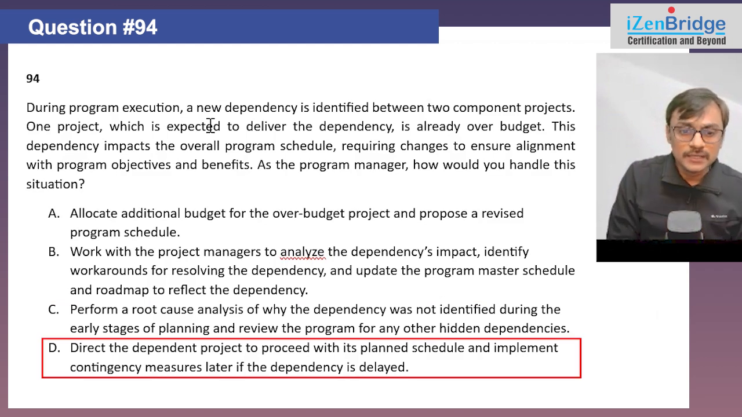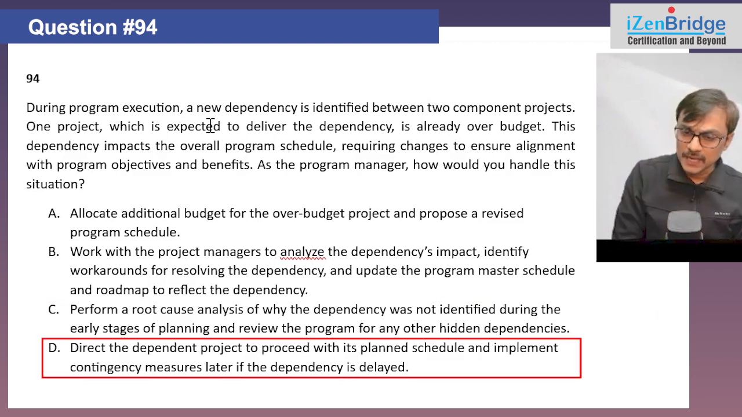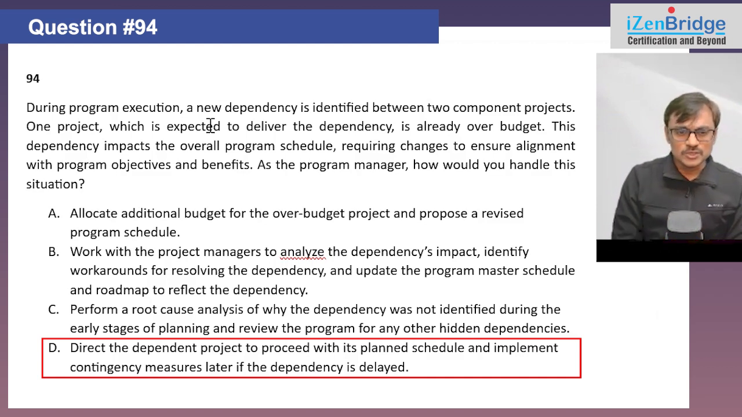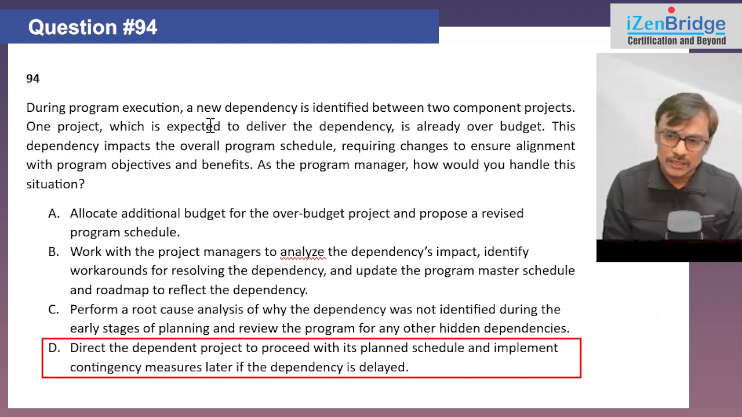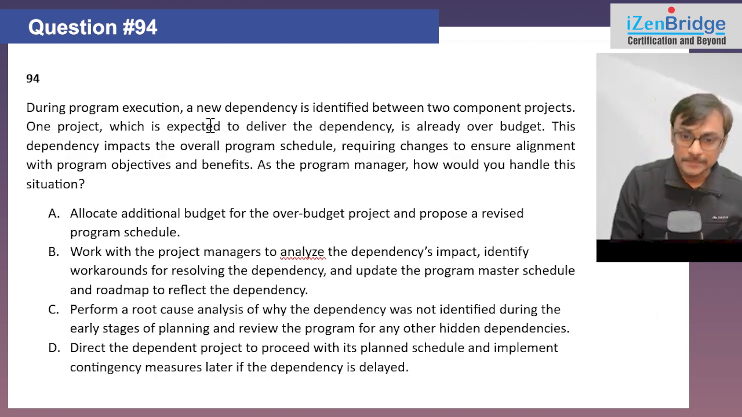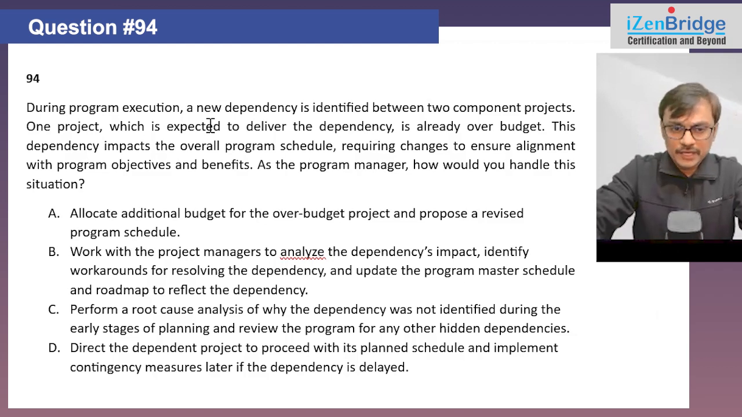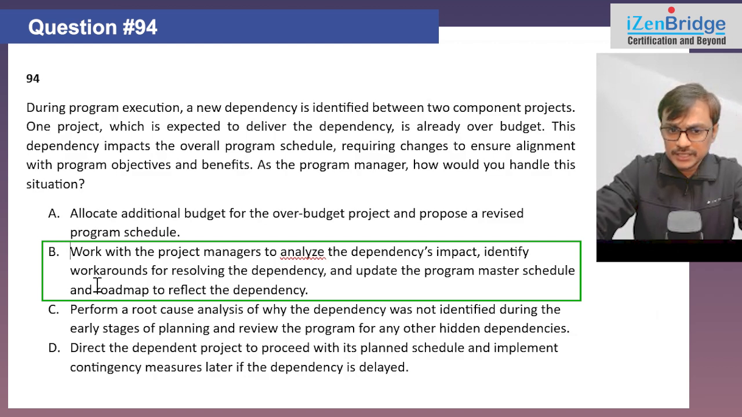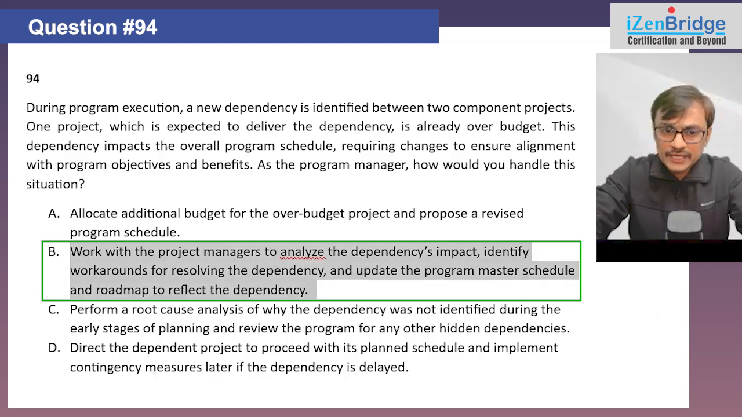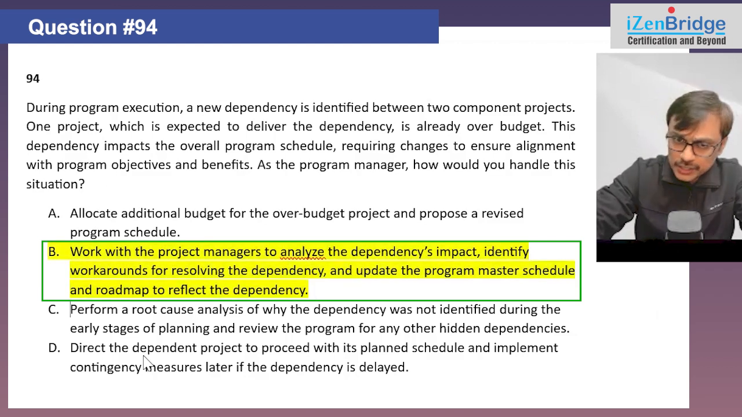Option D, direct the dependent project to proceed with its planned schedule and implement contingency reserve measures later if the dependency is delayed. So it's narrowly focused, and I'm directing the thing. So A and D are directly concluding and coming to the action, not a good idea. B is looking great. C is going in the preventive mode rather than focusing on the corrective problem here. So if I compare these things, it's easy to find out. But in general, I understand that whenever the word issue comes, I will try to find a workaround for it. I first need to identify the issue in the question.